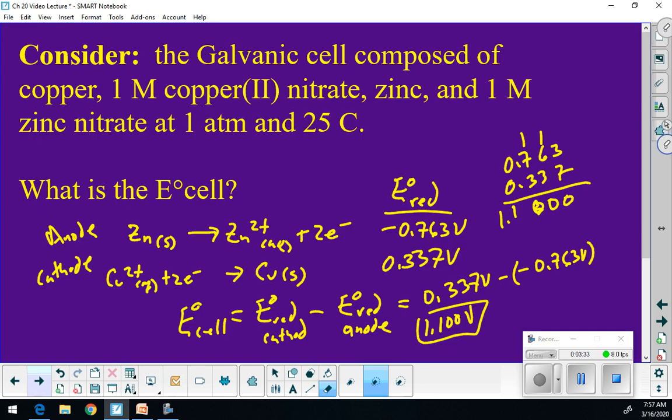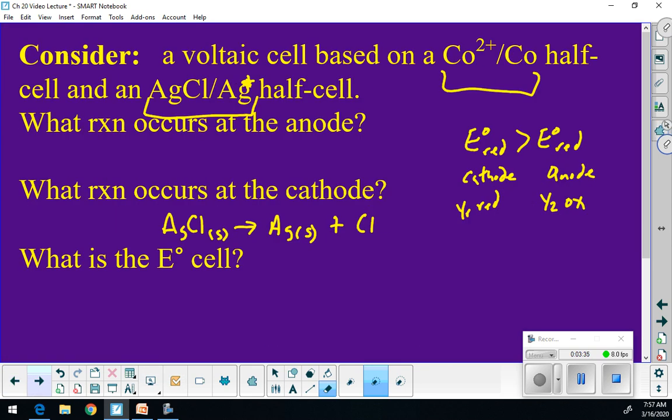What am I thinking about? I forgot that this is actually doing what? Reducing. Good. There we go. And then what is happening at the anode? Well, the anode is a simple one, right? I have my Co solid going to cobalt 2 aqueous plus 2 electrons, right? And there we have it.